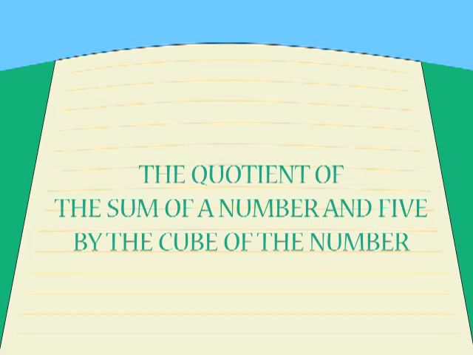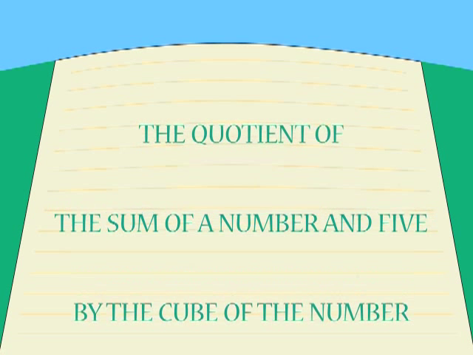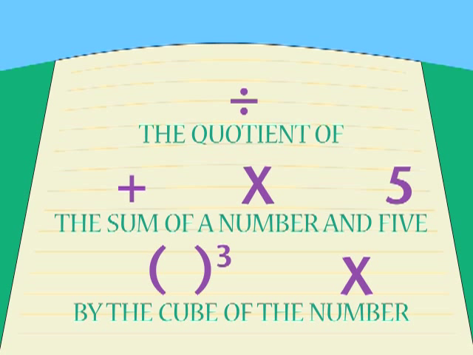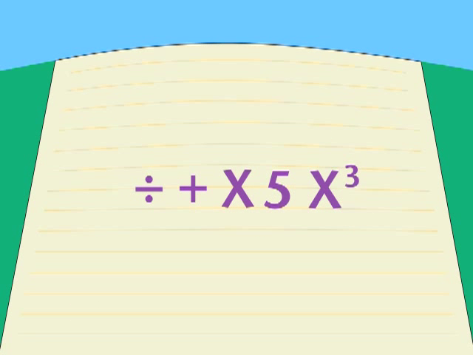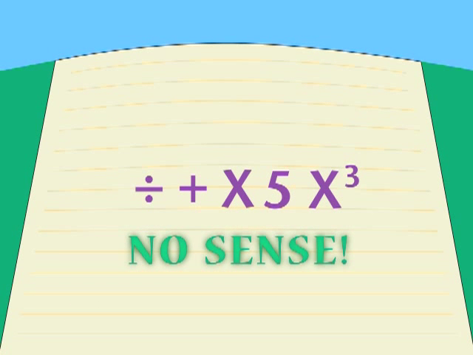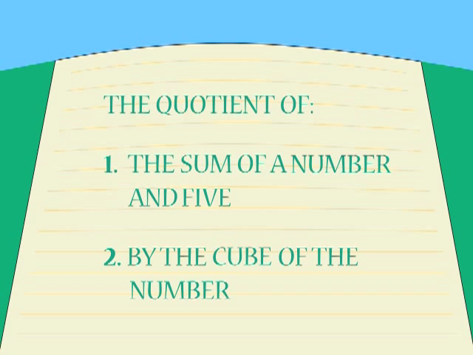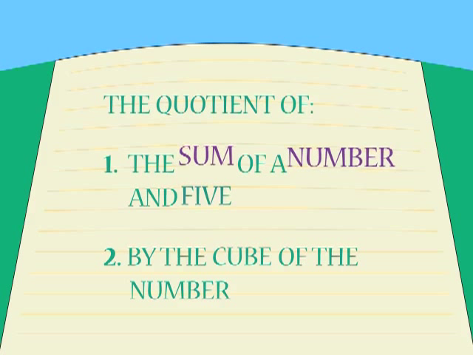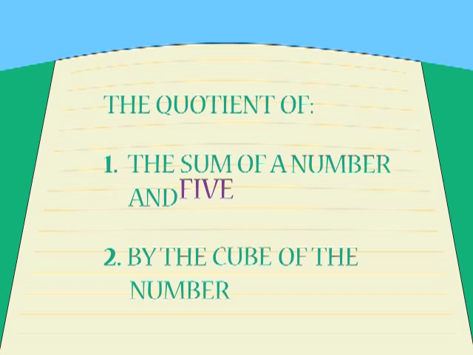But quite often, English follows one order and algebra another. You can't just write it out in English order. It won't make sense. Instead, you have to think of the problem in pieces and write it out that way. What are the pieces? Well, the word quotient tells us that one thing is going to be divided by another. What's going to be divided? The sum of a certain number plus 5. That's one piece. What's it going to be divided by? The cube of that same number.